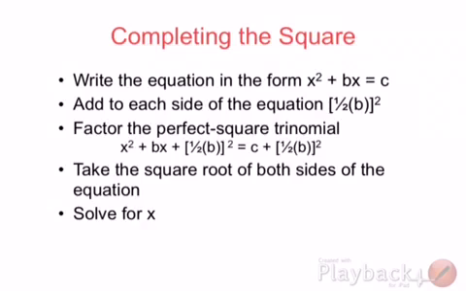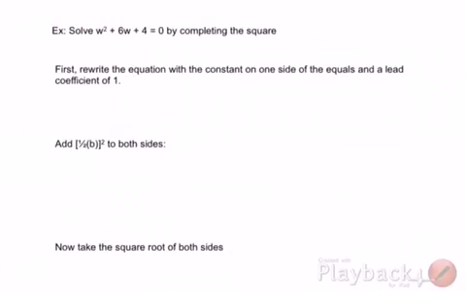So the steps for completing the square are: you write the equation in the form x squared plus bx is equal to c, where the constant is on the right hand side. You add to each side of the equation half of b, which is the coefficient of x, after squaring it. Then you can factor the perfect square trinomial, so you know that these three terms will give you the binomial all squared, the two-termed bracket all squared, and then you can work out what you get as your constant on the right hand side. Then you need to take the square root of both sides of the equation and then solve for x. That will make much more sense when we've done examples.